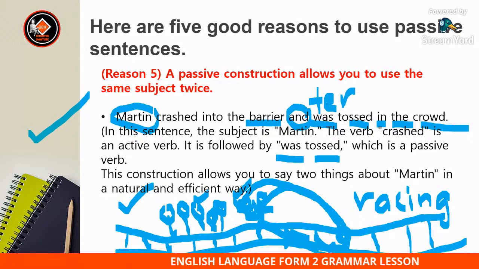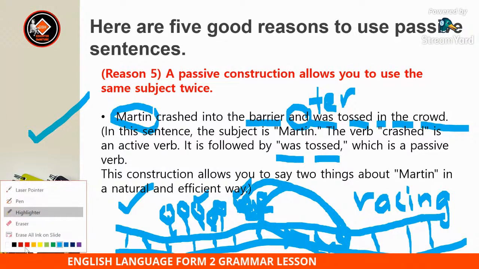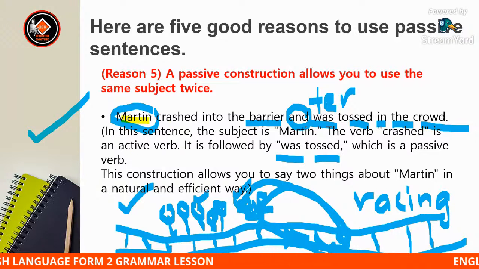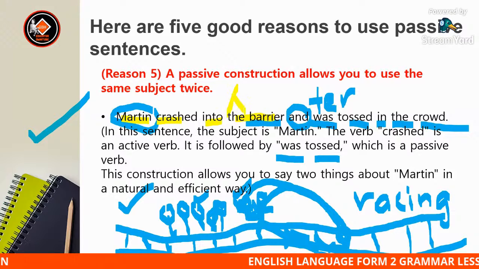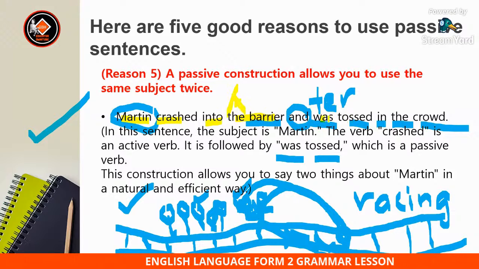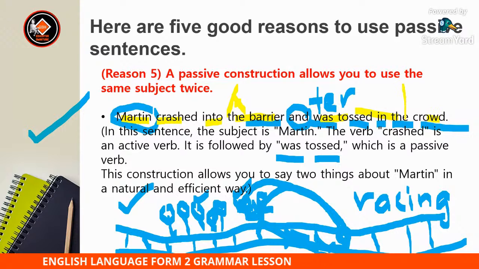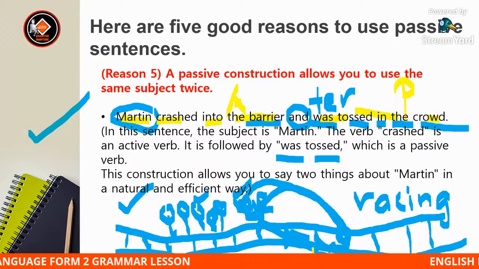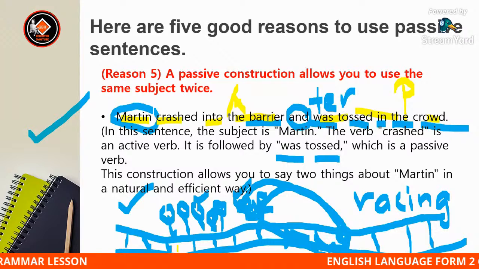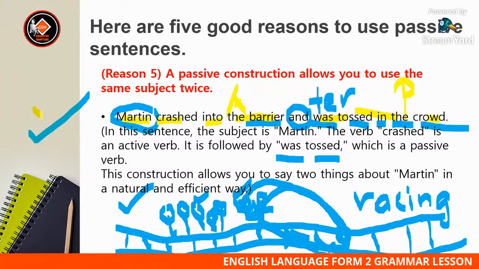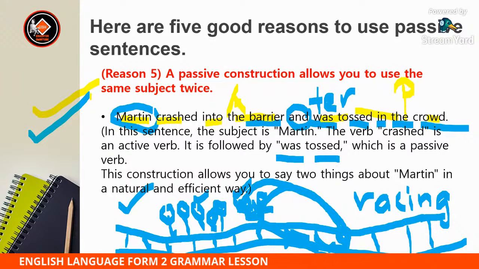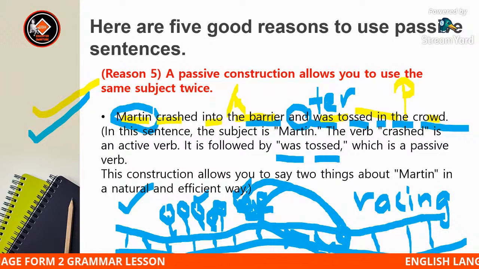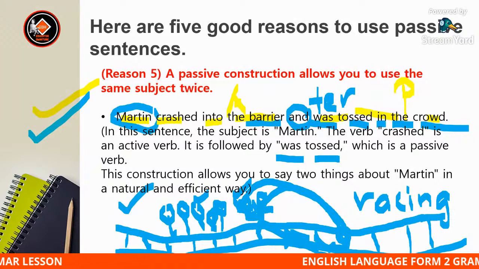Okay, the first sentence here, Martin crashed into the barrier, is an active sentence. Was tossed into the crowd is a passive sentence. Ayat passive. Okay, can you understand that? So this is also for you for Form 2. You can combine two sentences, one active, one passive, and then you can write a sentence. So this will make your sentences better.